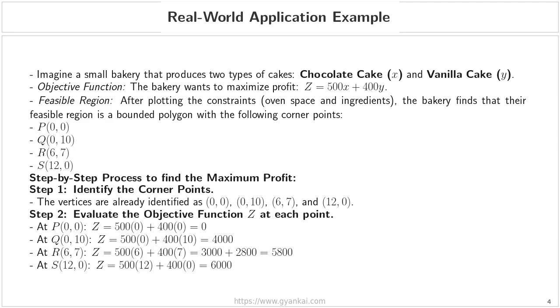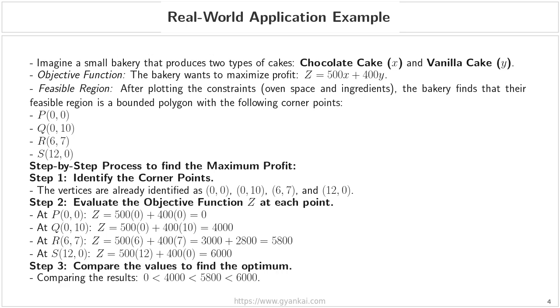First at point P, which is 0, 0, 500 times 0 plus 400 times 0 gives us a profit of 0. Next at point Q, which is 0, 10, 500 times 0 plus 400 times 10 gives us a profit of 4,000. Then let's check point R, which is 6, 7, 500 times 6 is 3,000, and 400 times 7 is 2,800. Adding those together, we get a profit of 5,800. Finally, let's look at point S, which is 12, 0. 500 times 12 plus 400 times 0 gives us a profit of 6,000.